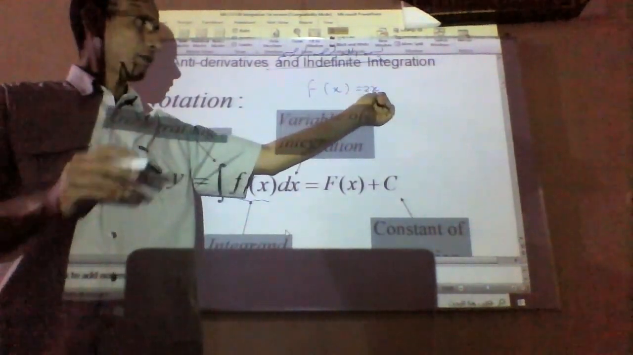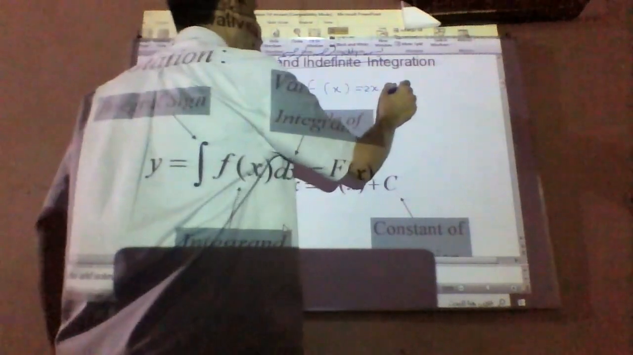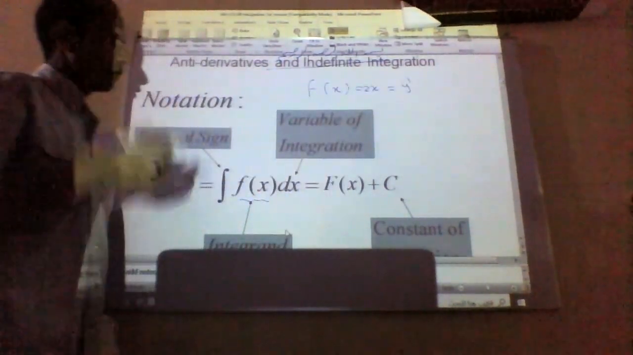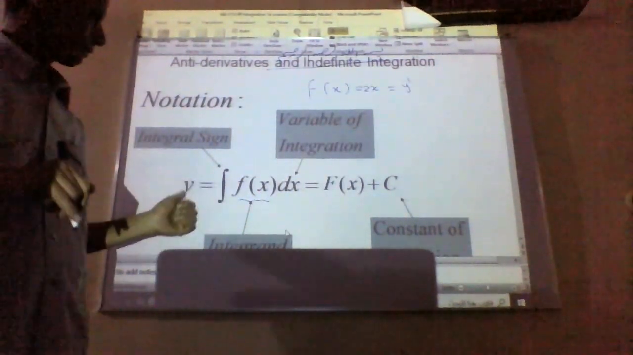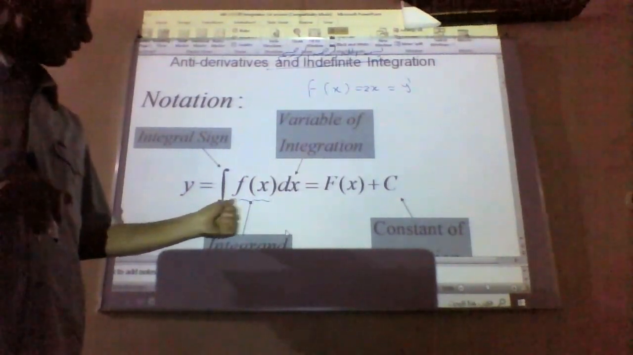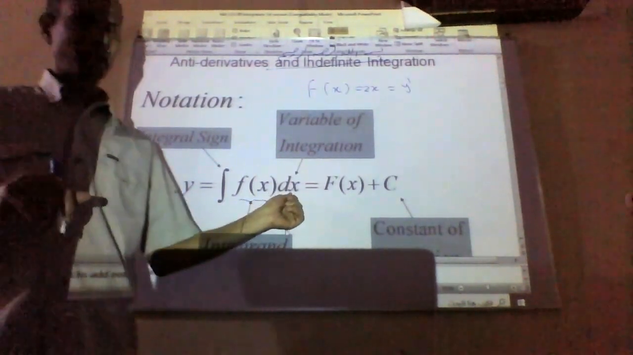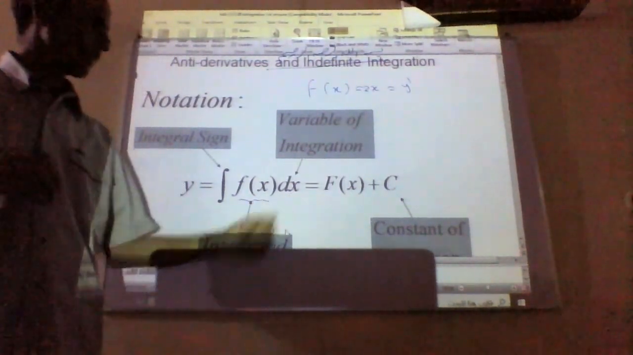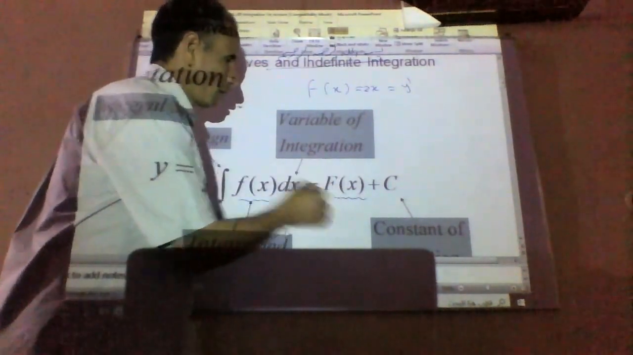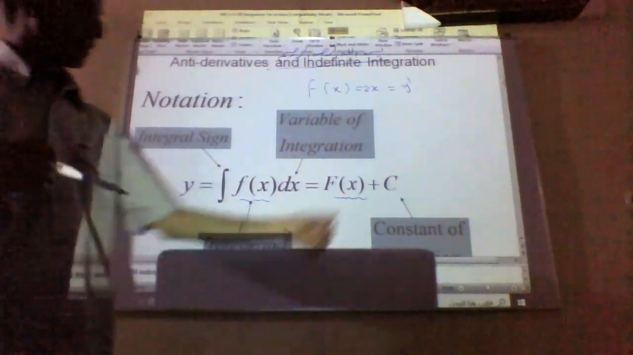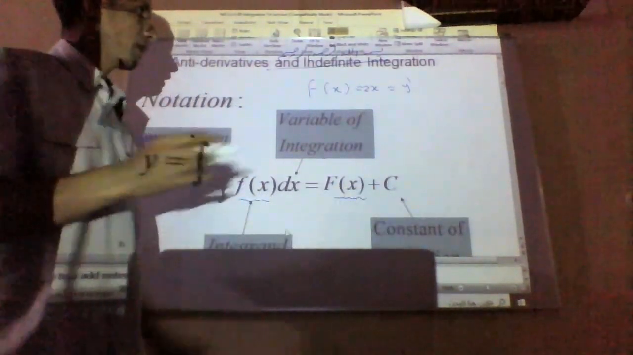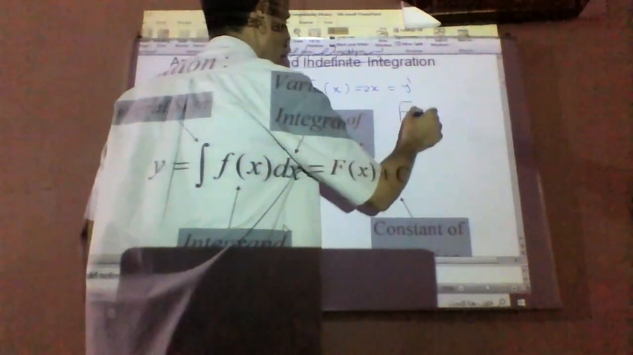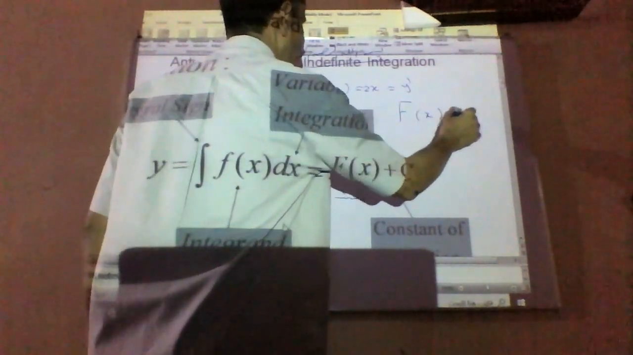This is the first derivative, which we call y dash. Now we are going to find y itself. y itself is the integration of f of x dx. dx means relative to x, or with respect to x. This function is capital F of x plus a constant. Capital F of x here was x power 2.